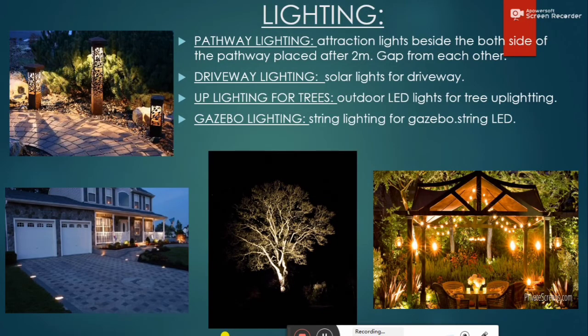Now coming to the lighting details of the whole plot. Pathway lighting: attraction lights on both sides of the pathway, placed at a 2 meter gap from each other. Driveway lighting: solar lights for driveways. Uplighting for trees: outdoor LED lights for tree uplighting. Gazebo lighting: string lighting for the gazebo.